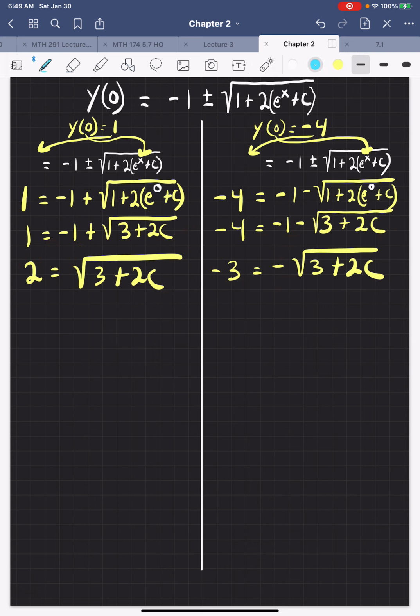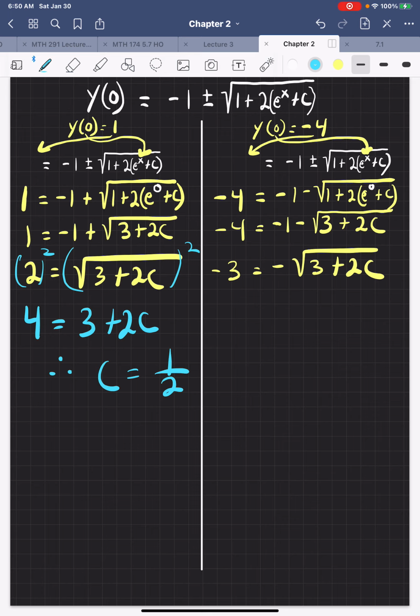So I'll do that on the left side, and then I'll just give you the answer to the one on the right side. So if you square both sides, we get 4 is equal to 3 plus 2c. Therefore, c is equal to 1/2. Same thing here. We would have c is equal to 3. All right. Remember the goal, we've done a lot of work and we are basically done with this problem.